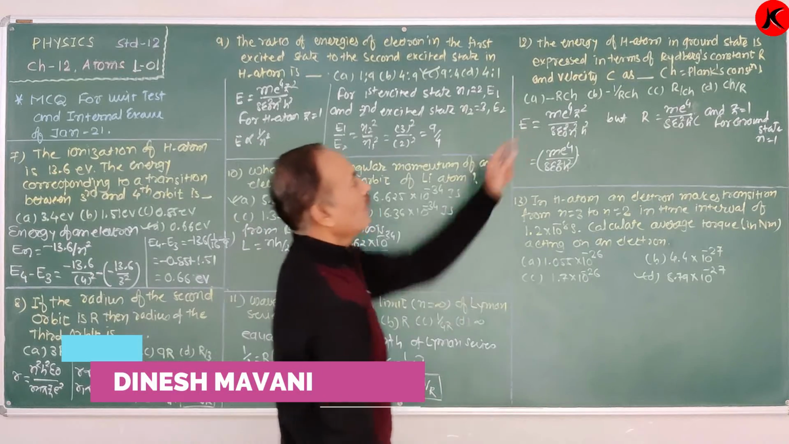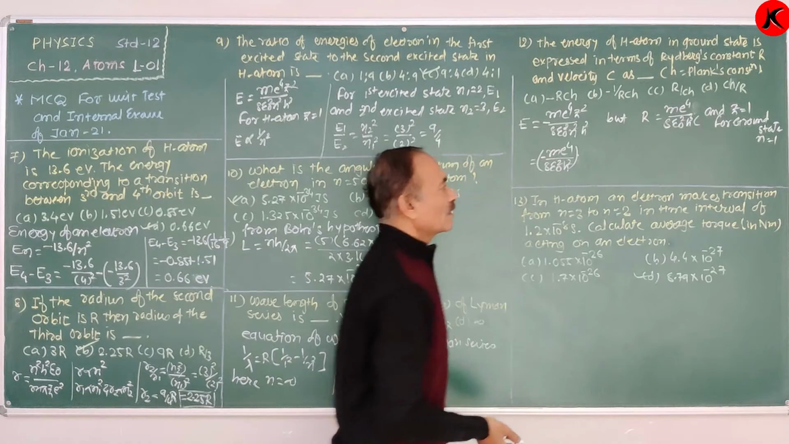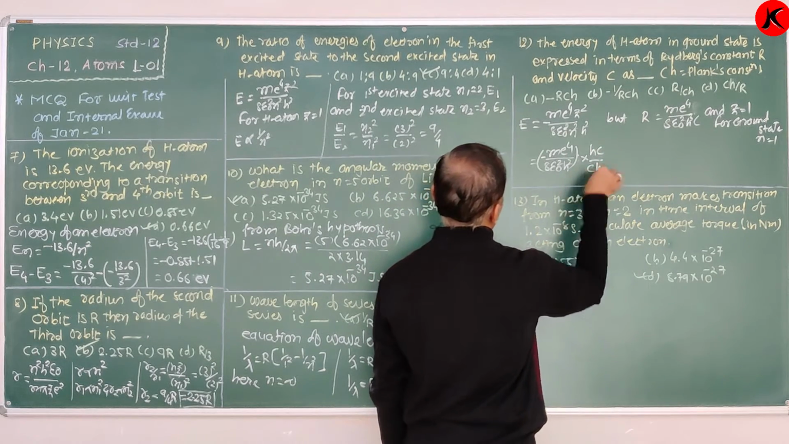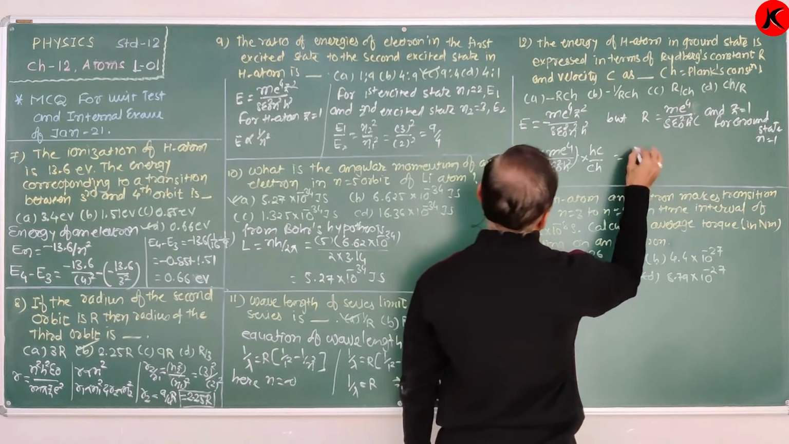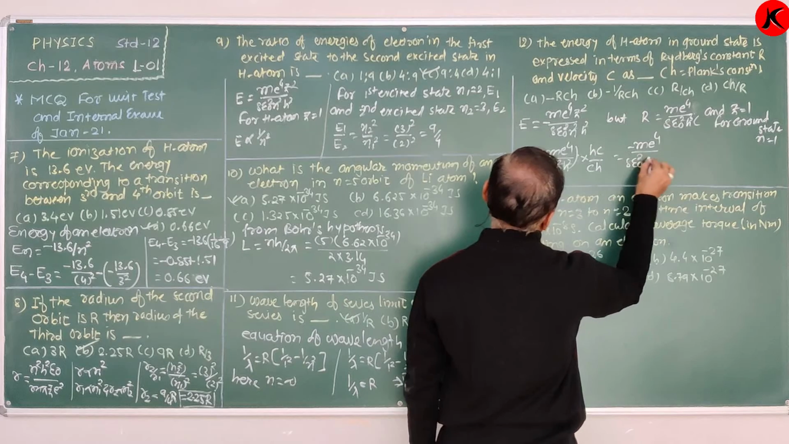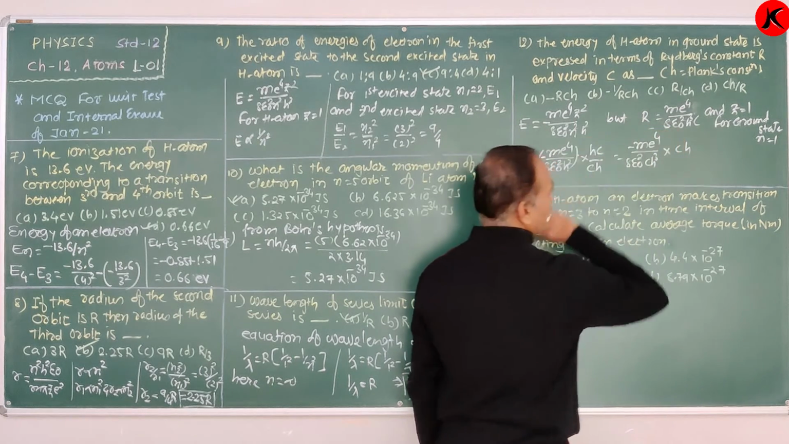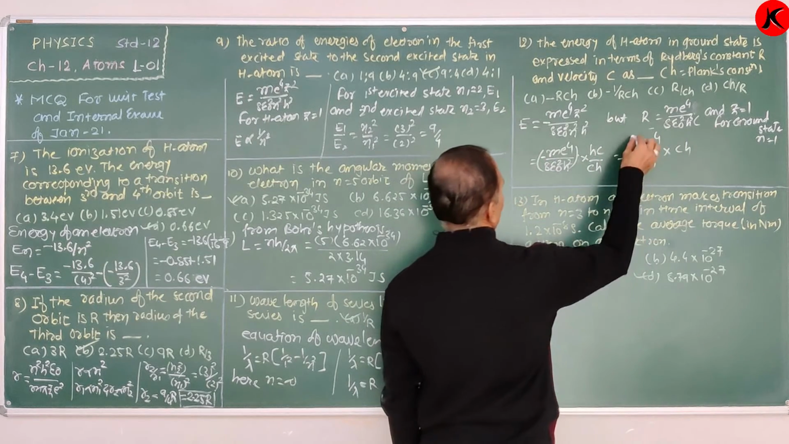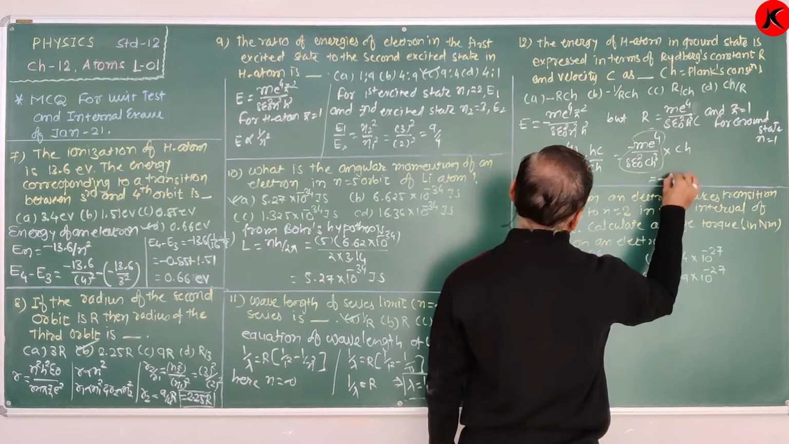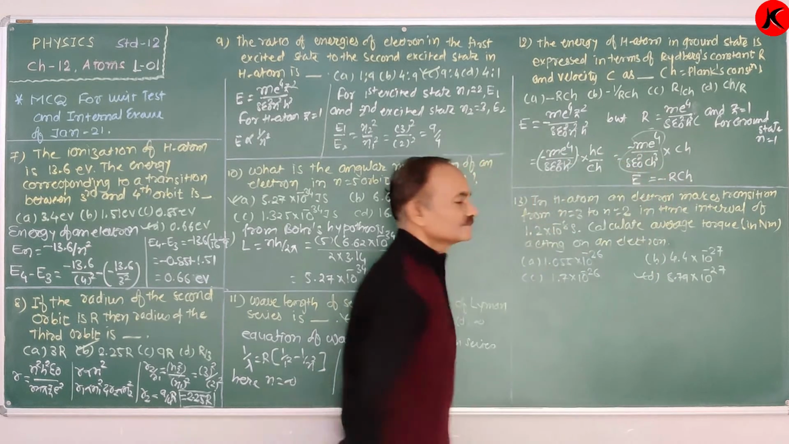To convert into the form of our Rydberg constant, we multiply and divide it by ch. Therefore, minus me⁴ upon 8 epsilon 0 square ch cube into ch. So this is equal to the Rydberg constant. Therefore, E is equal to minus Rch. That is the equation of energy.